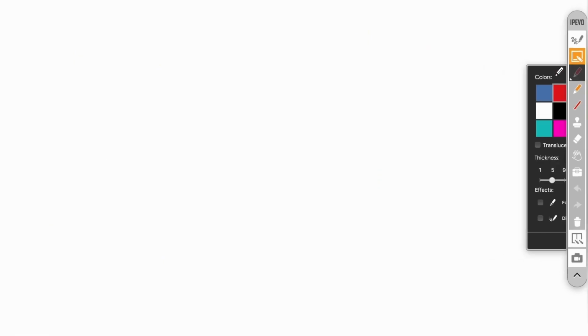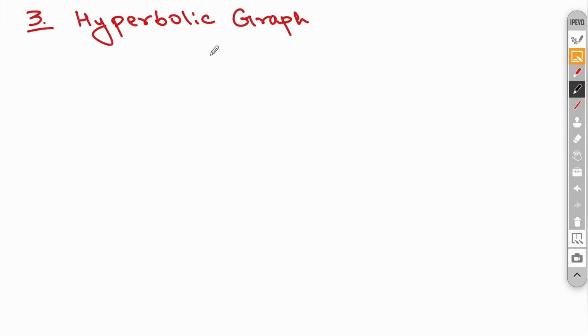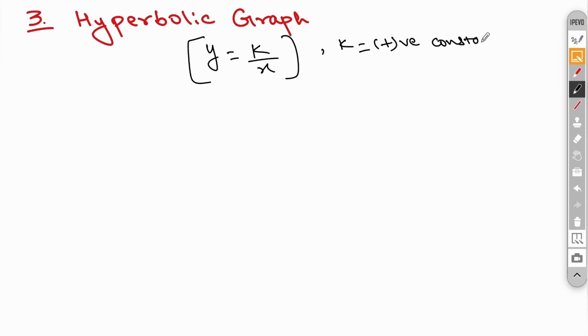Now moving further, we'll talk about the third type of graph, that is the graph of a hyperbolic function, or hyperbolic graph. You know what the equation for a hyperbolic function is? It is y is equal to k divided by x. Here k is a positive constant. Now we'll draw x and y axis respectively and draw a chart here.